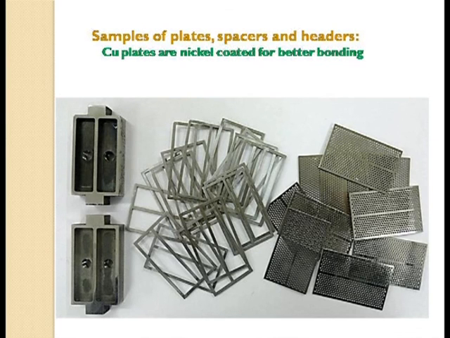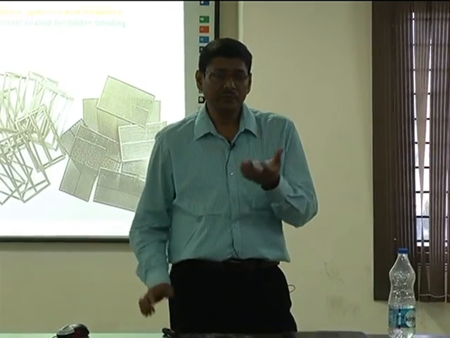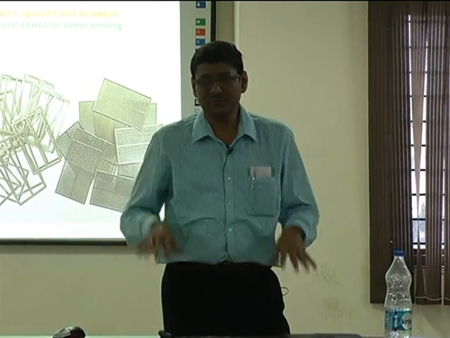Okay, these are some samples we have made. This is a copper plate, and these are the spacers. Then these are the headers, and you can see that they do not look like copper plates, because the copper plates have been coated with nickel. It is a very thin nickel interlayer, about 20 to 30 micron, and the copper has been coated with nickel by using an electrolysis process.